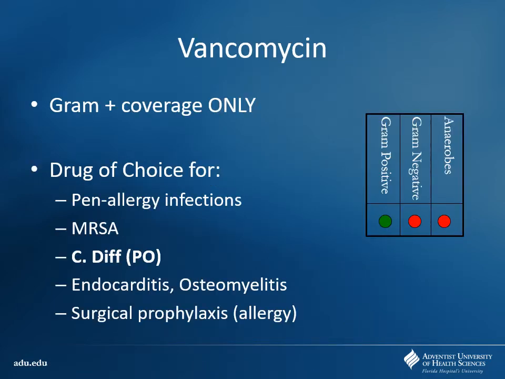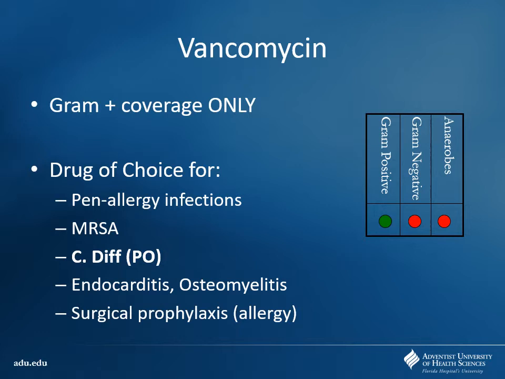And again, gram-positive coverage only. If I ask on a test question, hey, you have a patient who has a gram-negative infection, or you got a patient with E. coli, which of these drugs is going to cover it? Vancomycin is not going to be the answer, right? Only gram-positive coverage here. This is good for patients if maybe they have a penicillin allergy that was true and you cannot give them any other drug. This may be used in some cases.